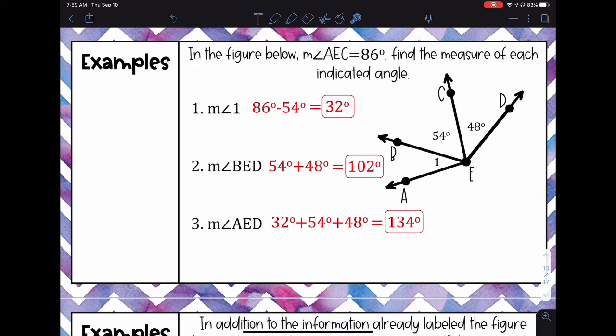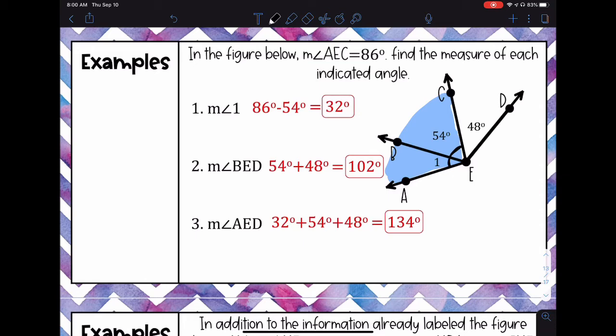Measure of angle 1. All right, the measure of angle 1, we have to figure out. In order to do that, we have to make sure that we understand that AEC, so the total distance here, AEC, is 86. So this guy right here has a total. It's telling me the total up here in my paragraph. It's telling me that the total is 56. I'm sorry, 86. So it's telling me that this total distance here is 86.